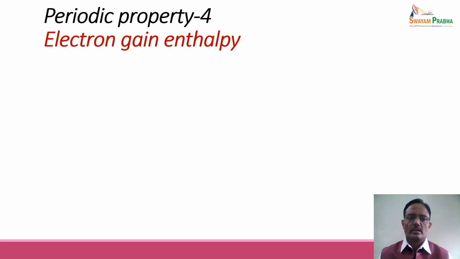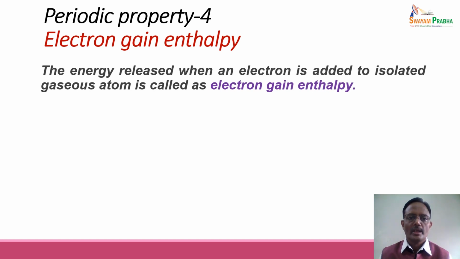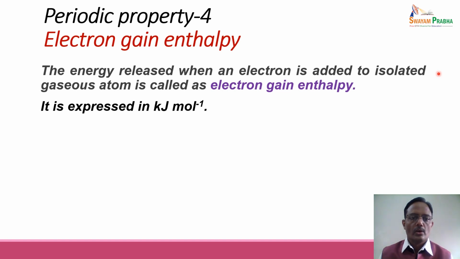Let us discuss now the fourth periodic property, that is the electron gain enthalpy. Now what is the electron gain enthalpy? In the case of ionization enthalpy, we have seen that it is the amount of energy required to remove the electron, whereas electron gain enthalpy is defined as the energy released when an electron is added to an isolated gaseous atom. It is sometimes also called electron affinity, and it is expressed in kilojoule per mole.